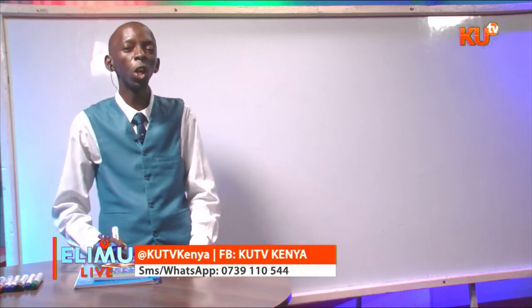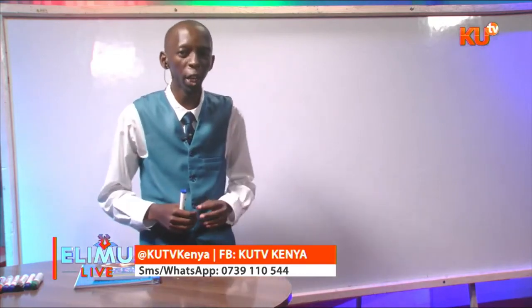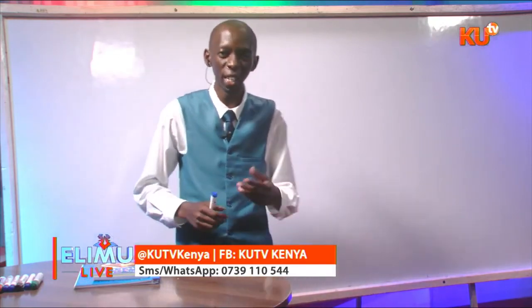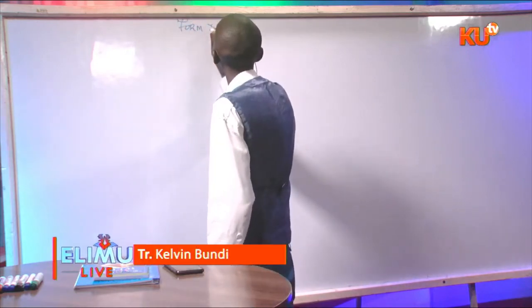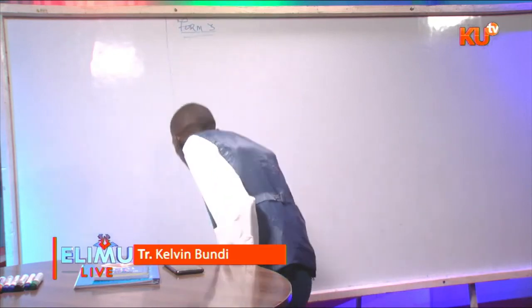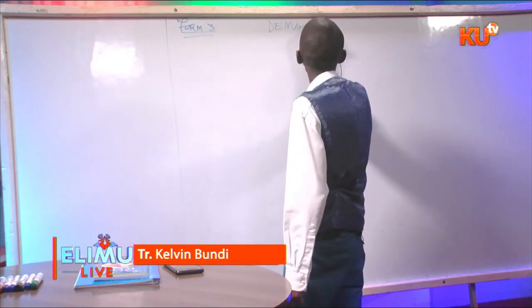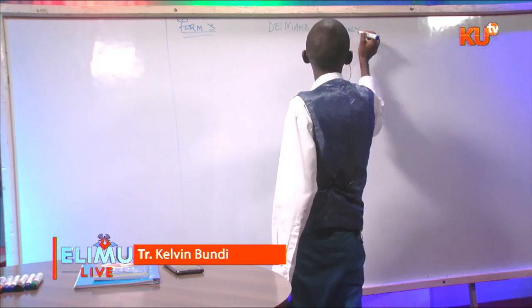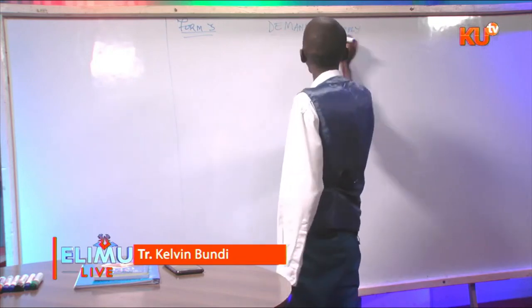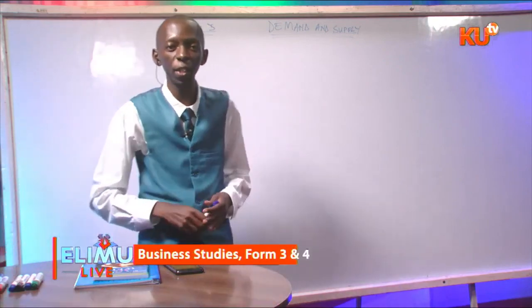Amen. So in our previous business studies lesson, we were dealing with a very interesting topic, the topic of demand and supply. It is a Form 3 topic, the first topic in Form 3. In this topic of demand and supply, we dealt with the various objectives.